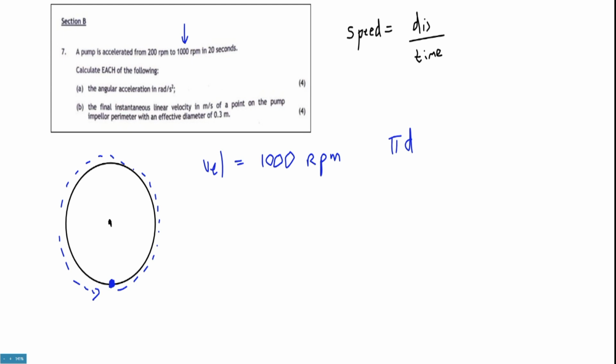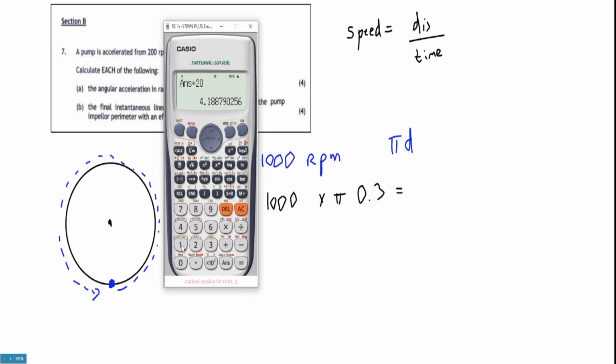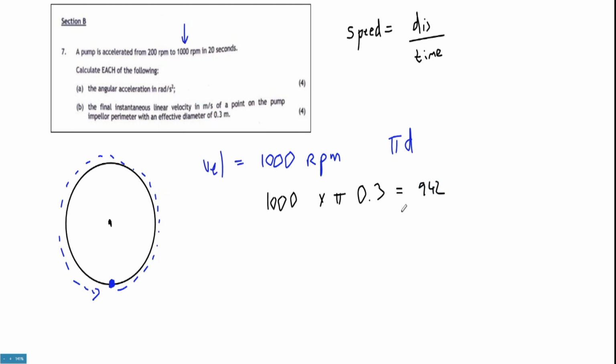This is my circumference. So it's going to do 1,000 circumferences in a minute. Let's multiply them together. We've got 1,000 times pi. My diameter is 0.3 meters. Let's crack that through: 1,000 times 0.3 times pi. So it's going to travel 942.477 meters in a minute.